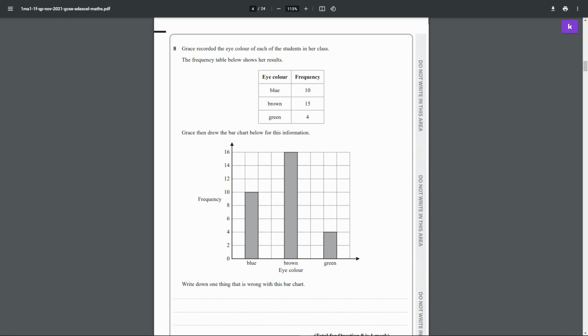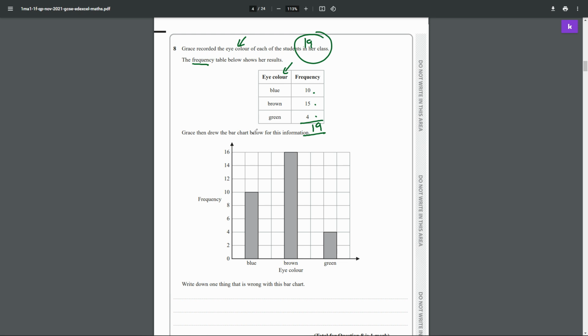Press pause, try this question. When you're done, press play. So for this question, Grace recorded the eye color of each of the students in her class. Okay, so there's the eye color over there. And the frequency, which is how much, below shows her results. So how many blue-eyed students? 10, 15 brown-eyed, and 4 green-eyed. We can total this up, which is a good idea every time, and that comes to 19. So we know now there are 19 students in her class, 10 which have blue eyes, 15 and 4.